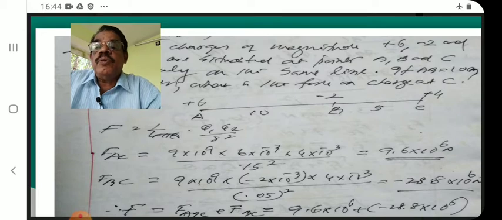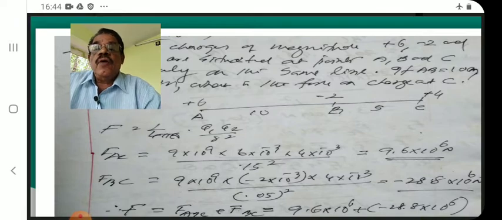We have to find force between A and C first, and then force between B and C, and we have to add them vectorially.